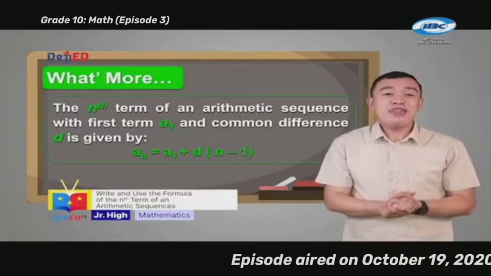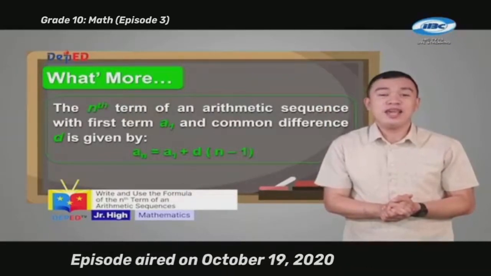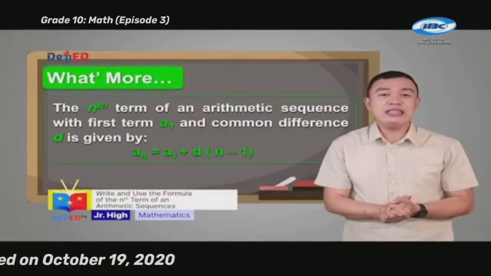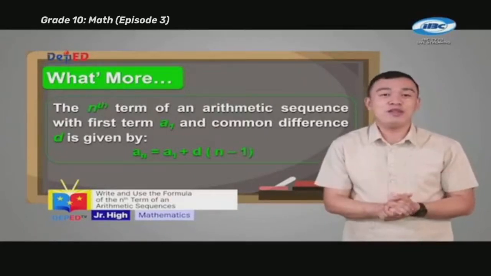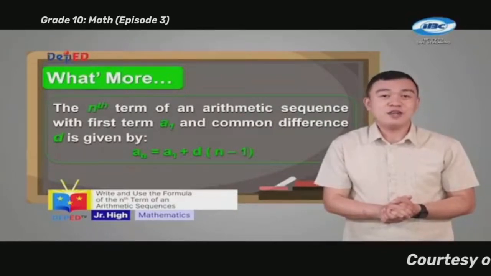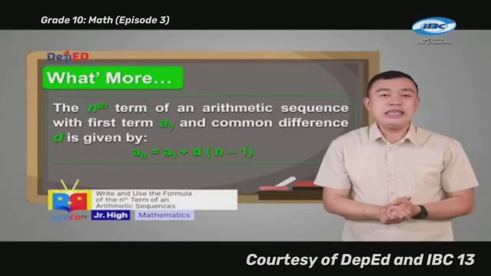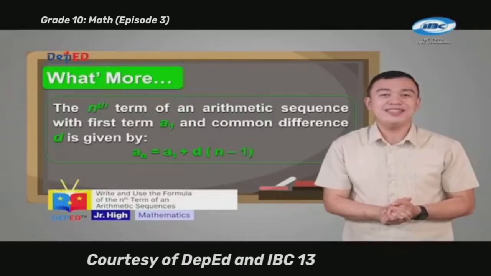Remember, the nth term of an arithmetic sequence with first term a sub 1 and common difference d is given by a sub n equals a sub 1 plus d times n minus 1. Again, the nth term of an arithmetic sequence with first term a sub 1 and common difference d is given by a sub n equals a sub 1 plus d times n minus 1.